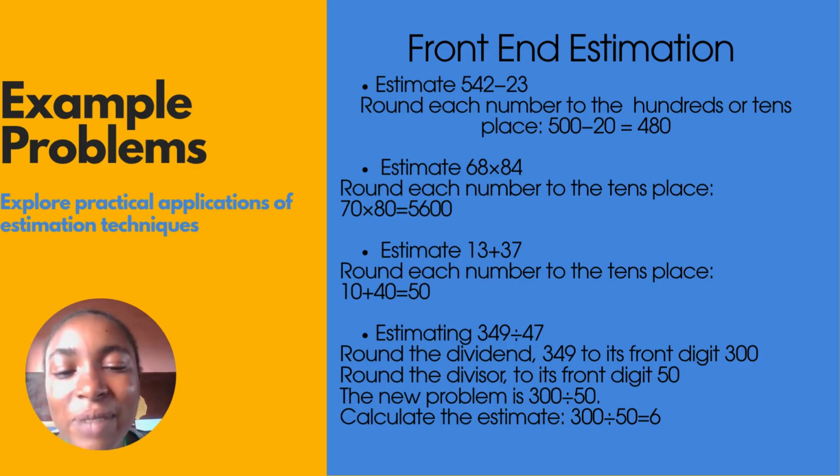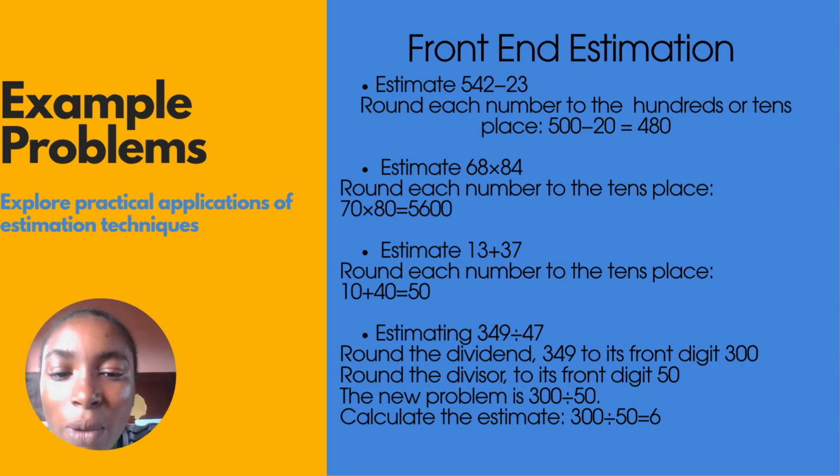A few example problems on front-end estimation. Now we have estimate 542 minus 23. Since we are dealing with front-end estimation, what do we do? We round each number to the hundreds or tens place. So rounding 542 to the nearest 100, we are dealing with 5. Since the 4 behind it is lower than 5, everything becomes 0. That is 500. While for 23, 3 is also lower than 5, it becomes 20. So 500 minus 20 in front-end estimation is what? 480.